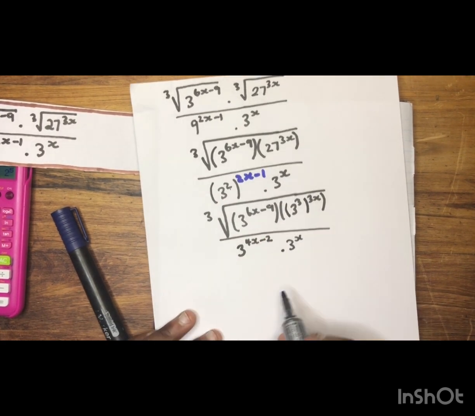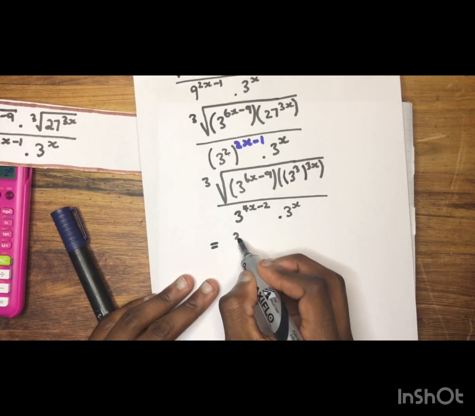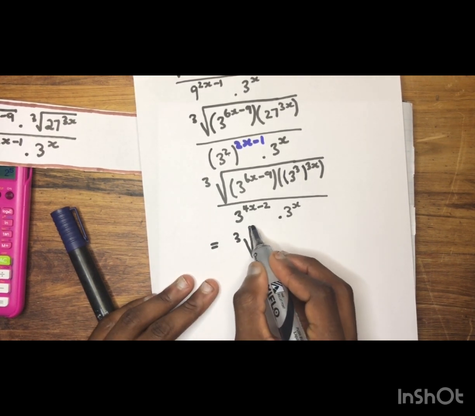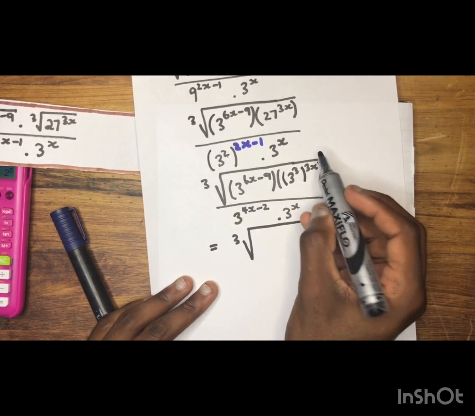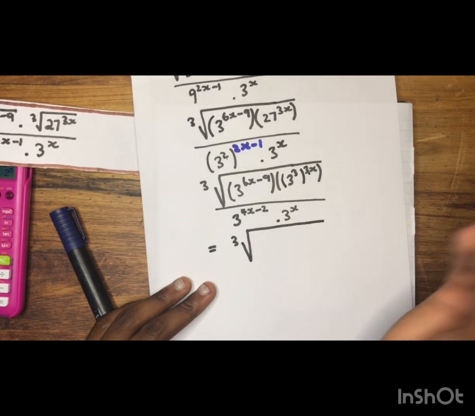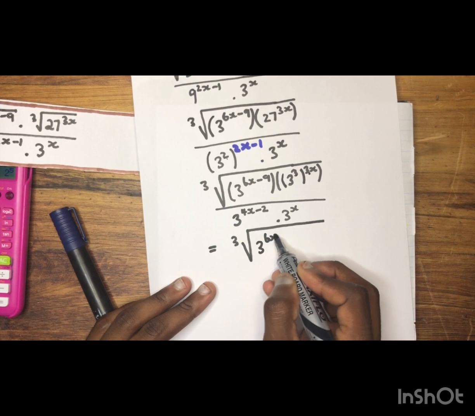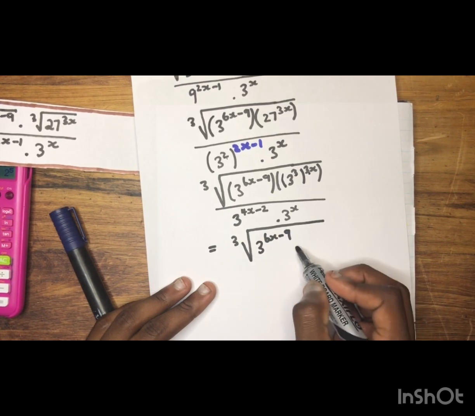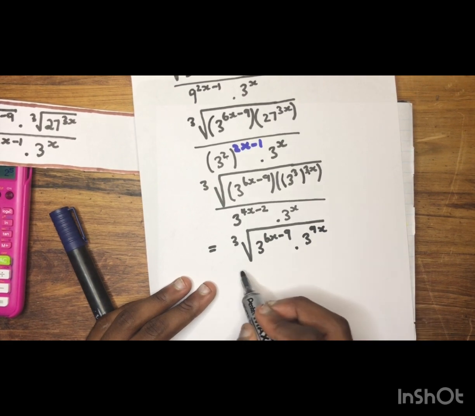So let's come here. So we have what now? Cube root again. So we have these guys. So just let's make it easy. 3 times 3x, what do you have? 9x. So which is the same as 3 to the power 6x minus 9 times 3 to the power 9x.